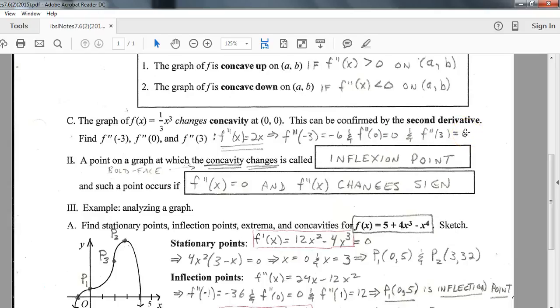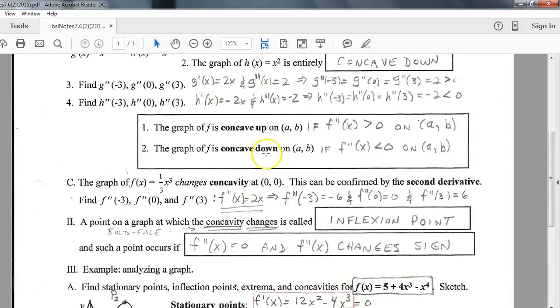So because of the inconsistency, or because of the change in signs, that's how we know this is a point of inflection. Anytime you get a second derivative that is changing signs around your stationary point, we know it's a point of inflection.